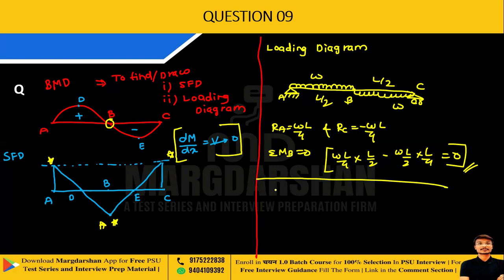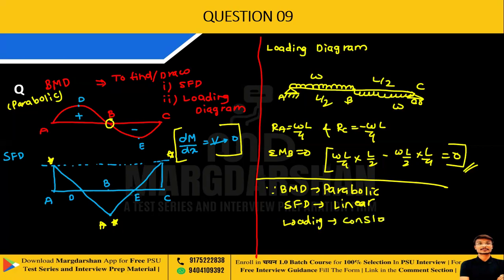See, for reverse calculation also, you just have to concentrate on the curve nature. Since parabolic was given here, since BMD is parabolic, SFD will be one order less than this, so linear. And loading will be a straight line, constant. So UDL.